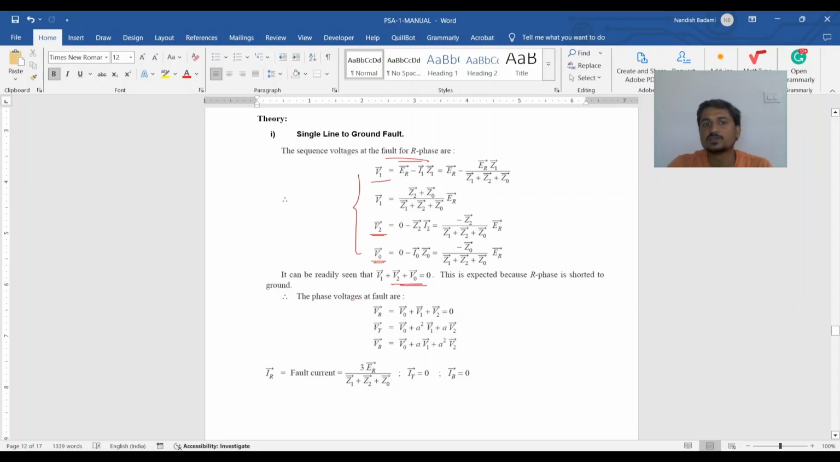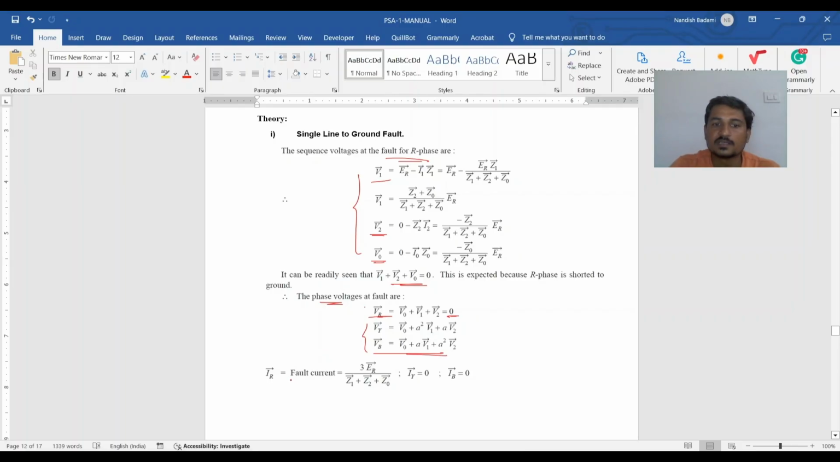because the R phase is shorted and grounded. The phase voltages for the faulted condition are given as VR, Vy and Vb, where the R phase is shorted and grounded. The value of VR would be equal to 0, and the values of Vy and Vb remain the same with the equations V0 plus A square V1 plus A into V2 for Y phase, and for B phase it is V0 plus A times V1 plus A square times V2.